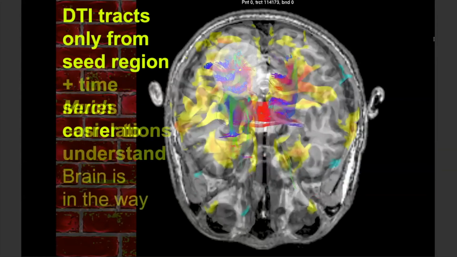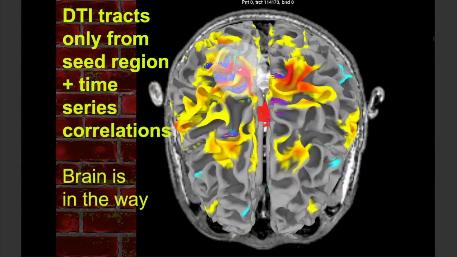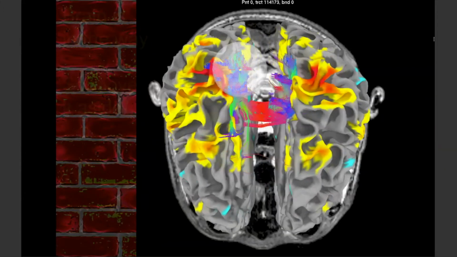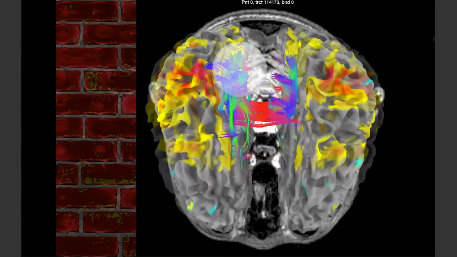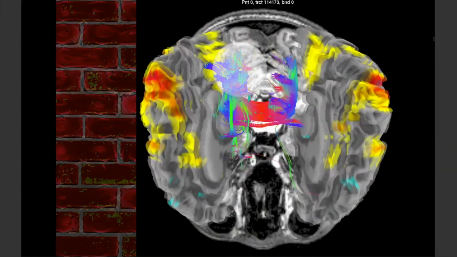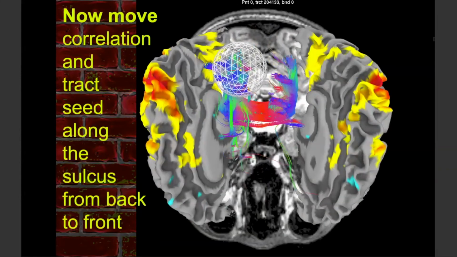And now we can mix those two things. We can overlay them in SUMA. All this is interactive. The DTI tracks that pass through the seed region and the time series correlations. But now the brain is in the way. You can't see the tracks down in there. So we can open the brain. This is called the walnut brain, for fairly self-evident reasons, if you've ever seen a walnut, anyway.